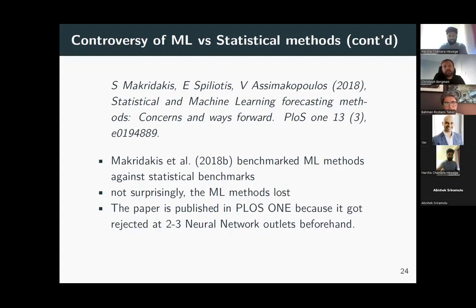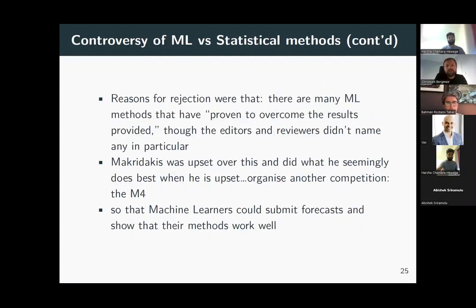Okay, so yeah, there was this controversy, and that actually motivated Spiros Makridakis to write a paper in 2018 about statistical and machine learning forecasting methods, where he benchmarked ML methods again against statistical benchmarks. In this paper, the machine learning methods lost. And the paper is published in PLOS One because it actually got rejected at 2 to 3 neural network outlets beforehand. Reasons for rejection were that there are many ML methods that have proven to overcome the results provided. That's what the editors and the reviewers said. They didn't name any in particular.